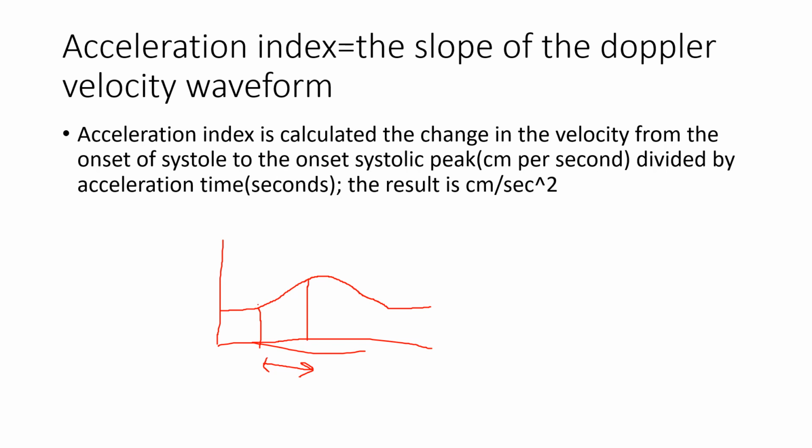If we divide this part, delta V, by the acceleration time, that is very important. Please show me the acceleration time. This is the time axis. Yeah, this ratio is the acceleration index. So the acceleration index is very good for determining proximal occlusion or stenosis.